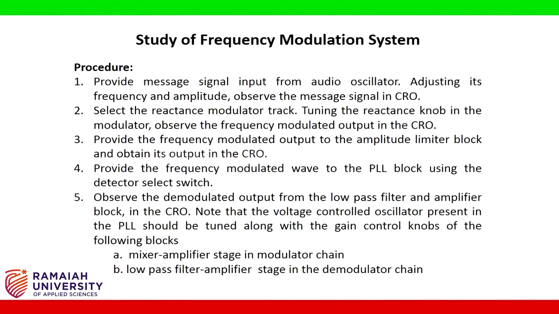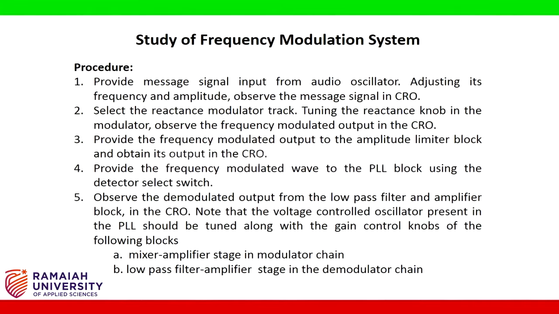Provide the frequency modulated output to the amplitude limiter block and obtain its output in the CRO. Provide the frequency modulated wave to the PLL block using the detector select switch. Observe the demodulated output from the low pass filter and amplifier block in the CRO.